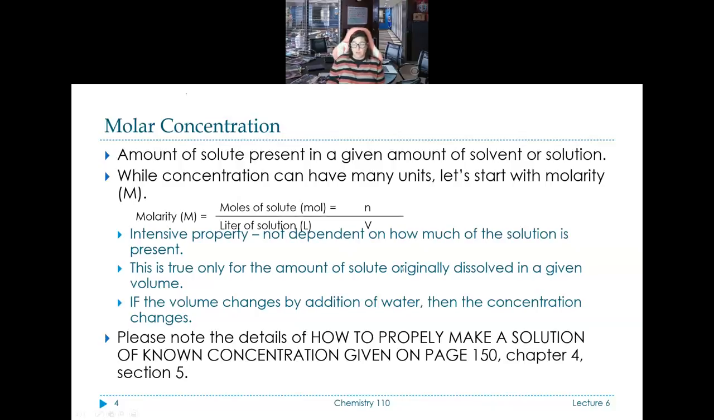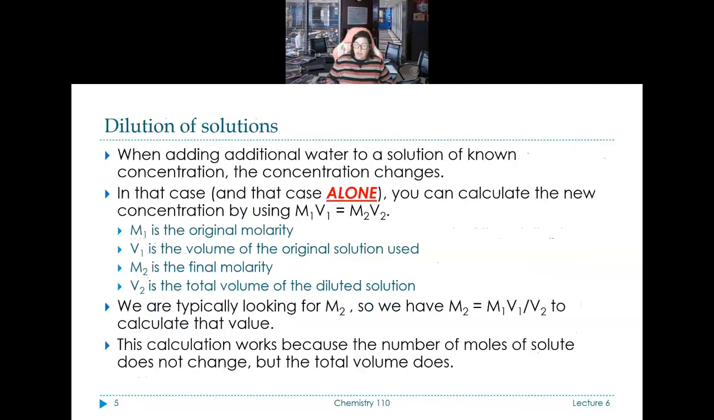Please note the details of how to properly make a solution of known concentration given on page 150, chapter 4, section 5. Now that is typically a lab issue, but please make sure that you've read that, because one of the things that we need to make sure that we do when we make solutions in the lab is that they are accurate. And in order for us to do that, we have to make sure that we've made them appropriately. In the labs that we do here, we typically make those solutions for you, but if you're asked to make a dilution of a solution, you need to know how to properly do that. And that information is found in your textbook, okay?